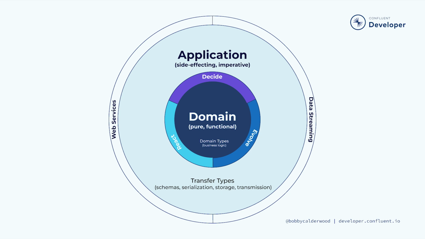In the next module, we'll learn how to adapt our domain core and transfer type schemas for use within the streaming data platform. For now, we'll just focus on implementing the state changes and business logic visualized in the event model. So, what are transfer types and domain types, and how are they different?